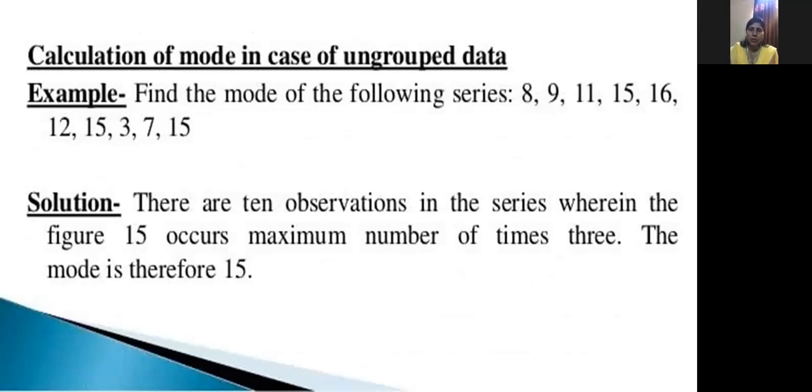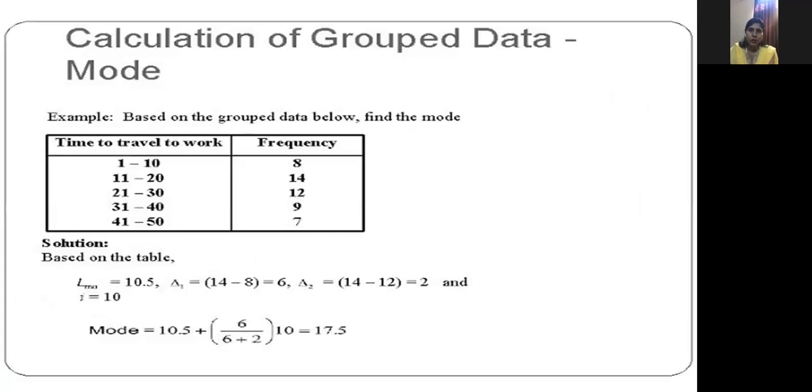So for ungrouped data, let's understand how to calculate the mode. Find the mode of the following series. This is the question given here. You can understand it as 8, 9, 11, 15, 16, 12, 15, 3, 7, and 15. Here you can see which value is repeating the highest number of times. You can answer it yourself: 15 is the value occurring the maximum number of times. Thus the answer to this question is that the mode of this series is 15. This is the way we find the mode of ungrouped data.